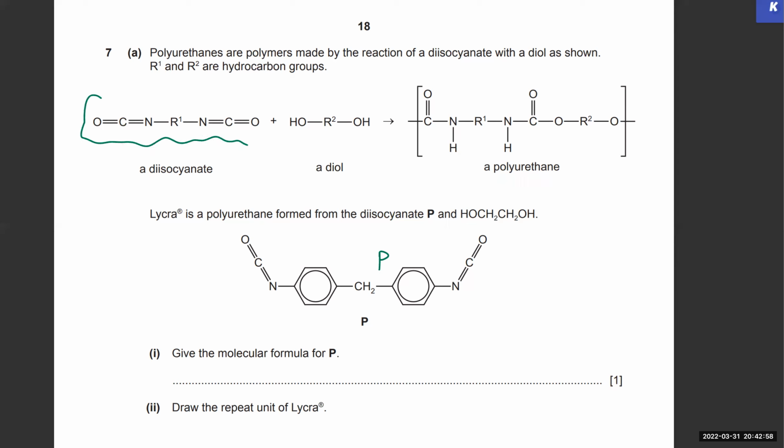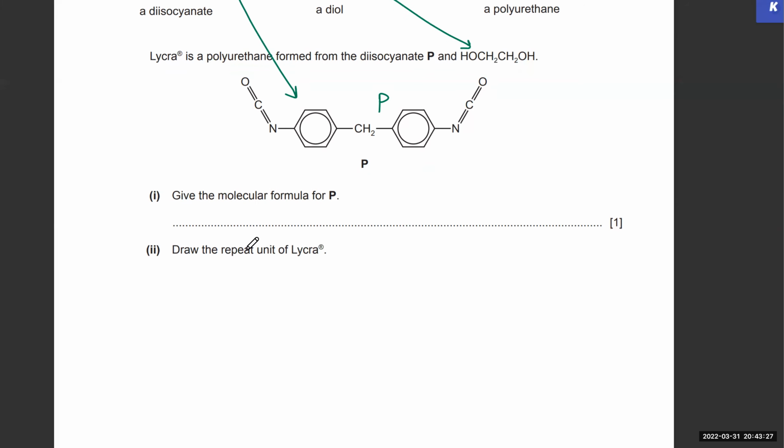They gave us an example reaction. So this molecule over here is this molecule. The diisocyanate P, it's this one. They've given that as P, so that's this one. And this molecule over here is this one. And you now have to figure out what Lycra is. I think he has said to draw the repeat units of Lycra.